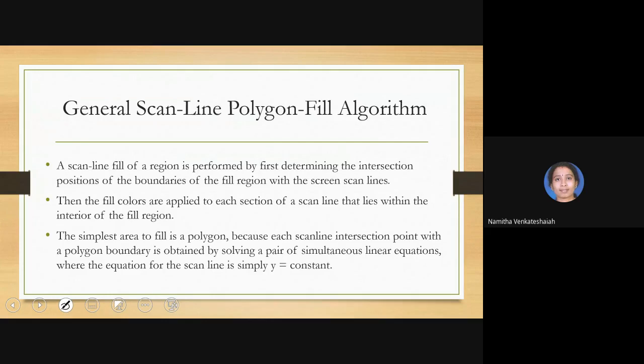In the next class, we are going to discuss the general scanline polygon fill algorithm. This is related to one of the lab programs. In this algorithm, there will be much to understand, so in the next class, you had better be with your notes, pen and paper. There will be a lot of things to note down.